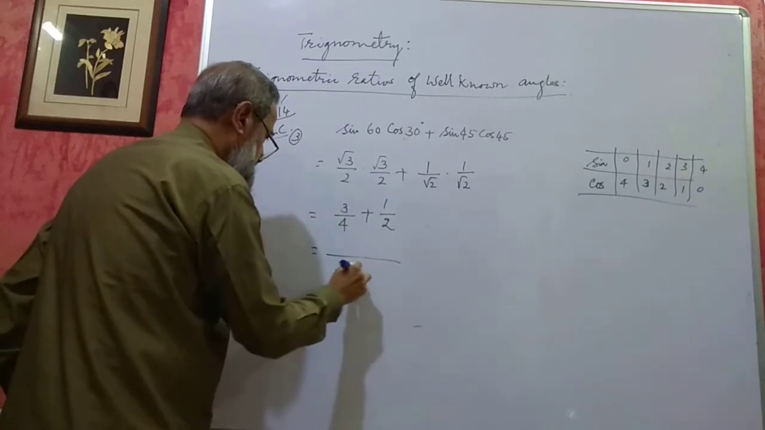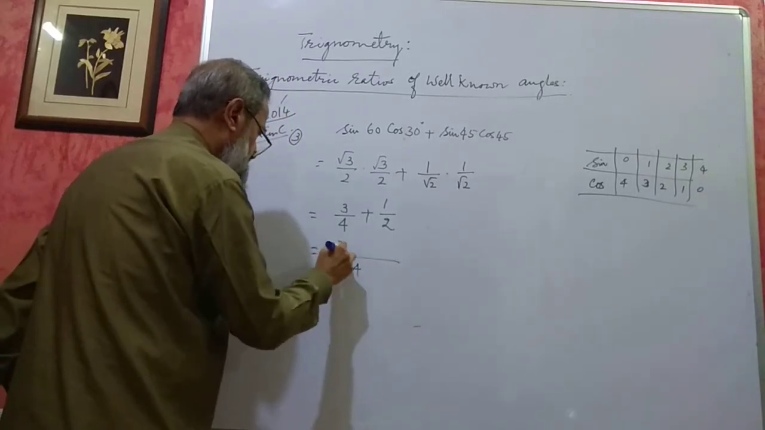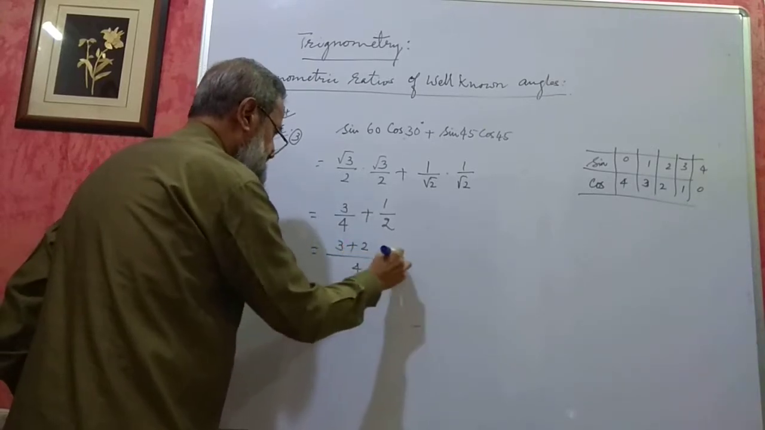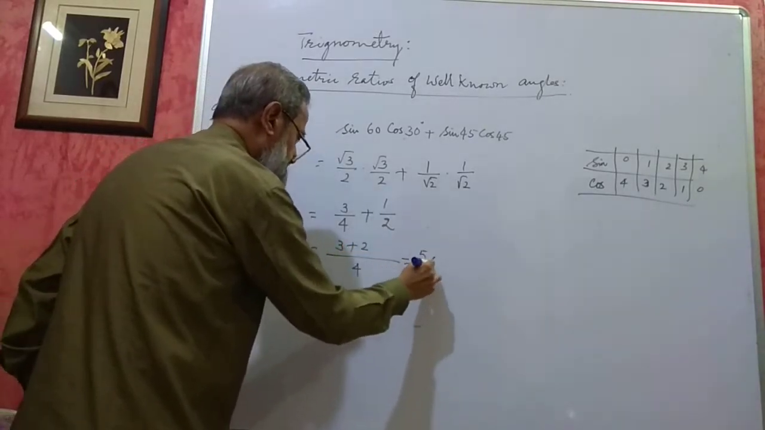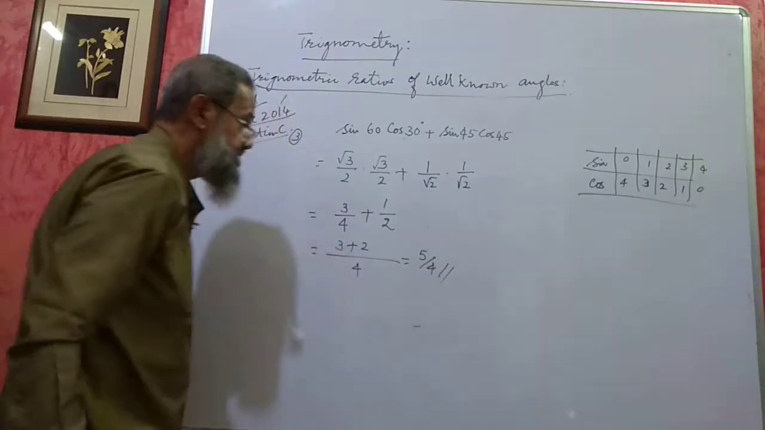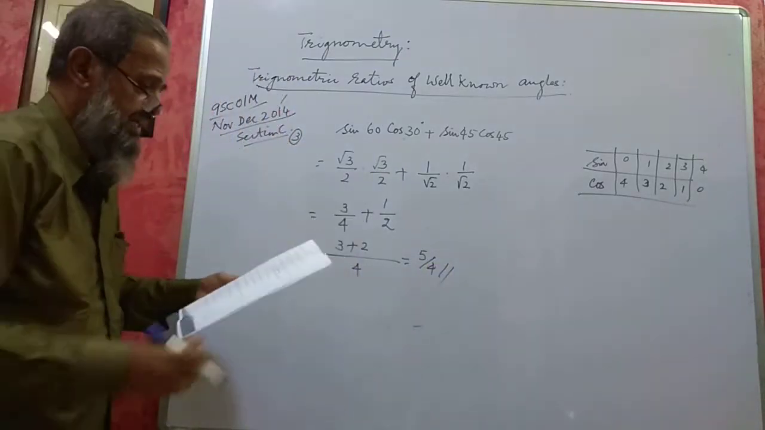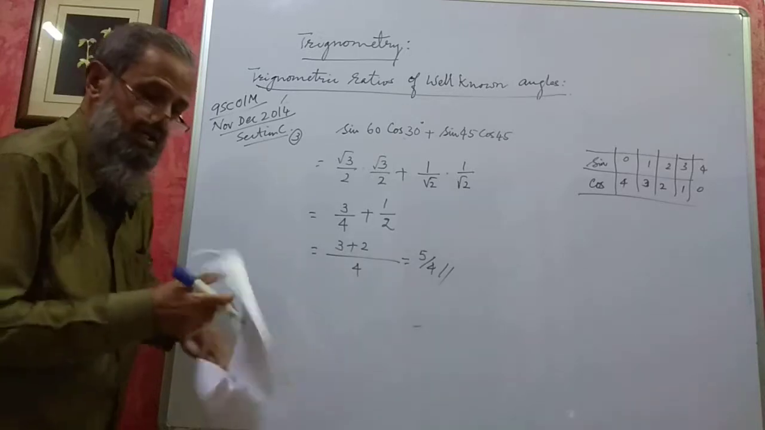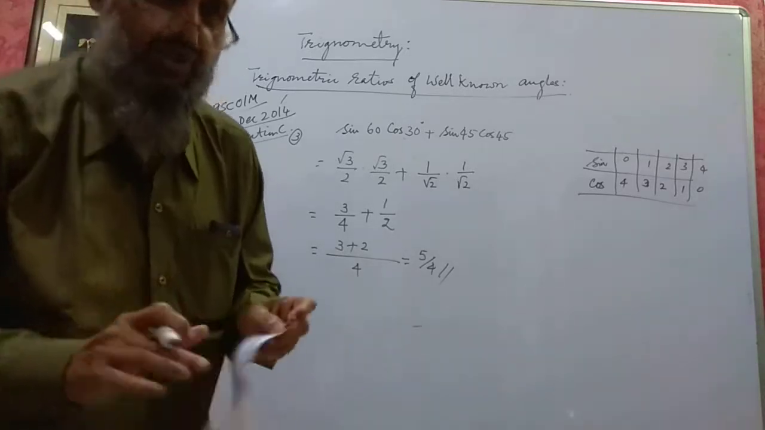So now the LCM is 4 here. 4 ones are 4, 3 ones are 3, 2 twos are 4, 2 ones are 2. So the answer is 5 by 2. That's it. That's all. 5 marks are awarded for that if you do it correctly.